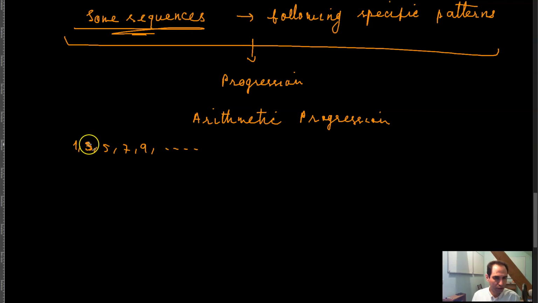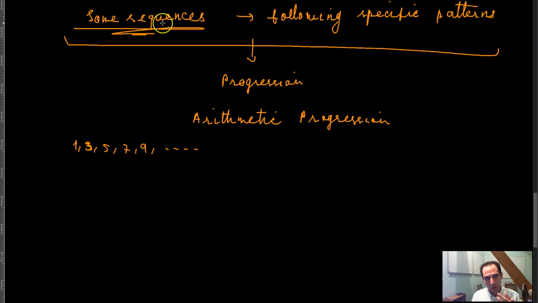Add 2 to the second object to get to the third object. Add 2 to the third object to get to the fourth object, and so on and so forth. That means that the difference between each two consecutive objects is always exactly 2. And that is the specific pattern that, for example, you can find over here.